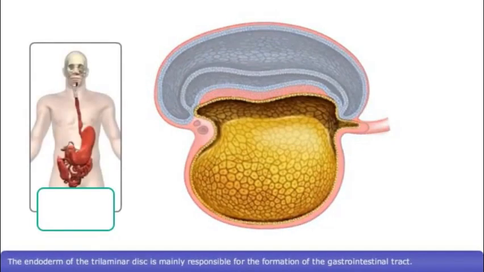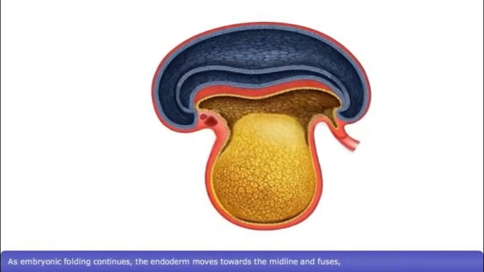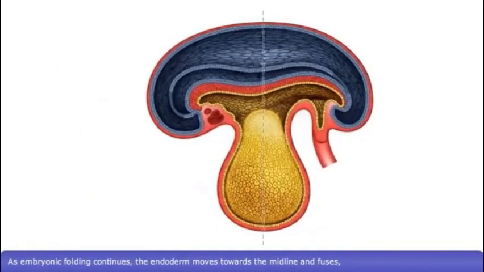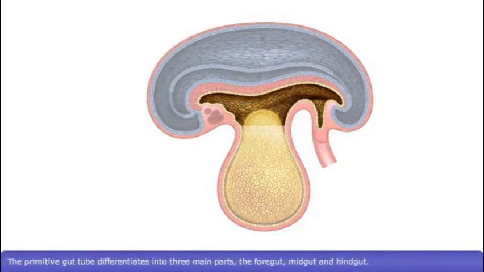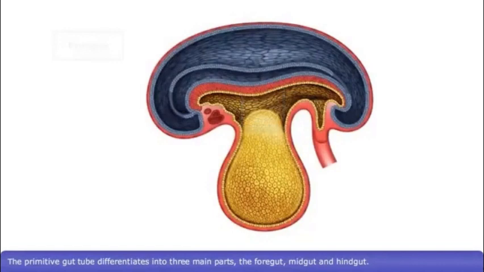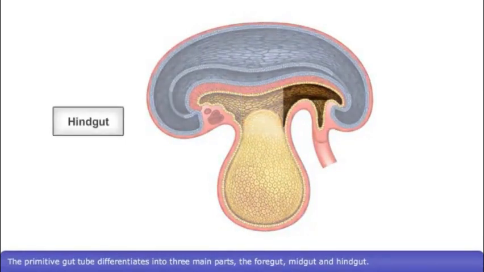The endoderm of the trilaminar disc is mainly responsible for the formation of the gastrointestinal tract. As embryonic folding continues, the endoderm moves towards the midline and fuses, incorporating the dorsal part of the yolk sac to create the primitive gut tube. The primitive gut tube differentiates into three main parts: the foregut, midgut, and hindgut.